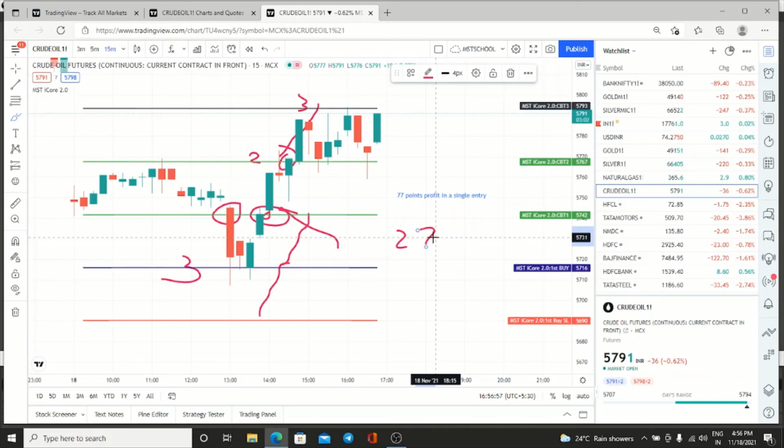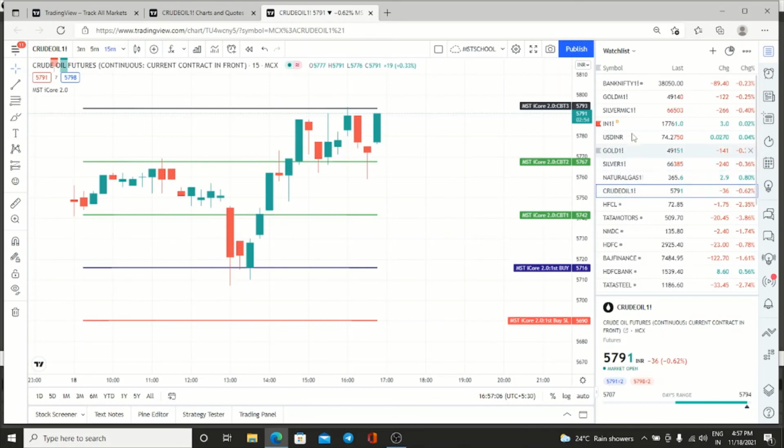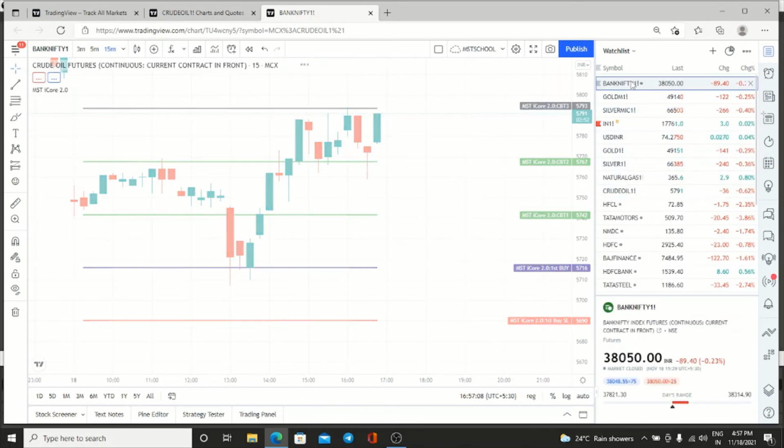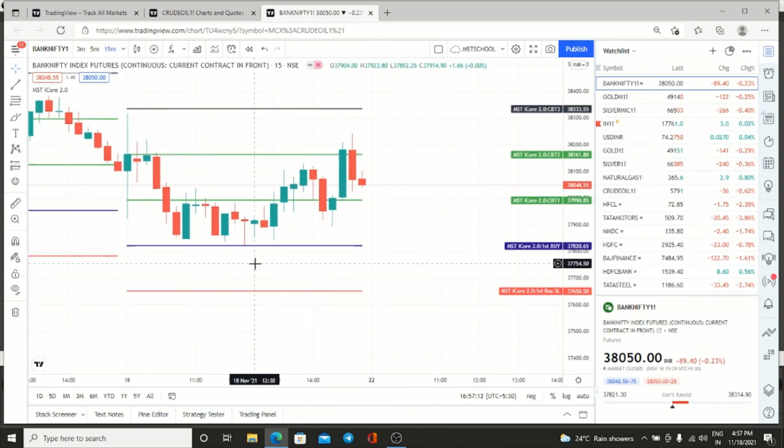It is very simple. Now I will show you another script also. Bank Nifty, I will show you. See here, see the perfection. Exactly our buy entry activated and 2 targets done. This is the case in all the scripts. Whichever script you want to trade, you trade. It is up to you.